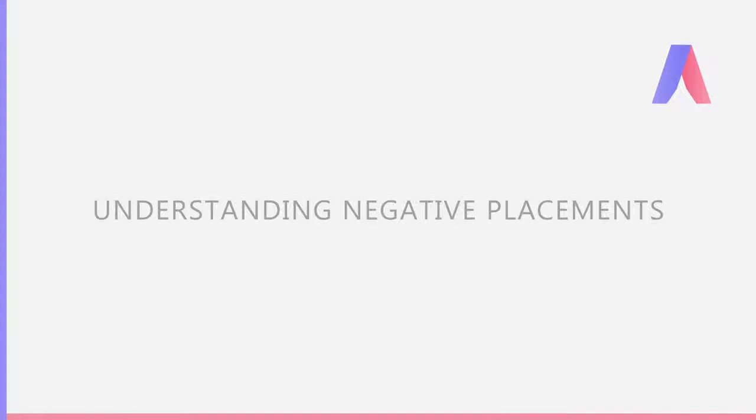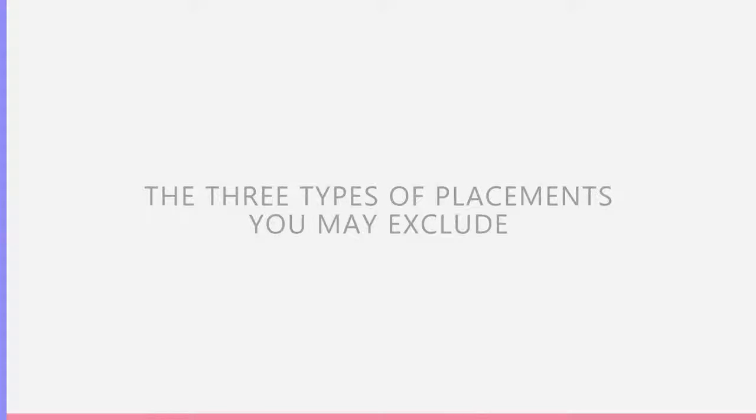All right, in this video we're going to talk a little bit about understanding negative placements. Now, placements are simply web pages that will be displaying our ads, and we may want to exclude them and add them as negatives for a number of specific reasons that we're going to talk about here today. Now, it's important for you to know, first of all, that placement exclusions have specific rules, right? But before we get into those rules, let's talk about the three types of placements that you may exclude, or three reasons why you may exclude a specific placement.